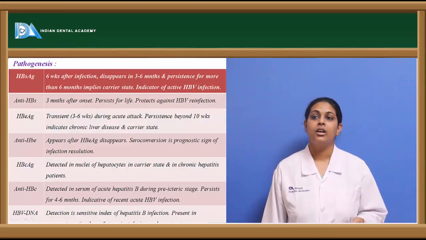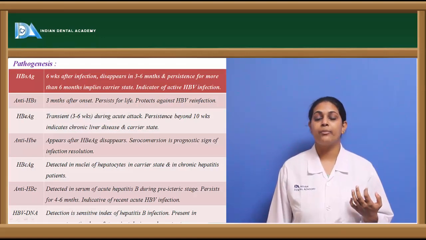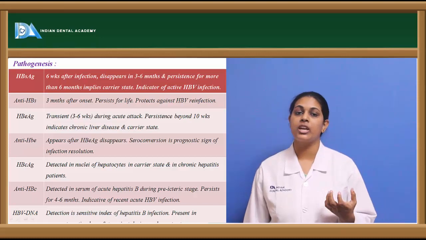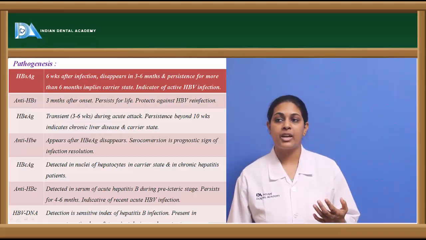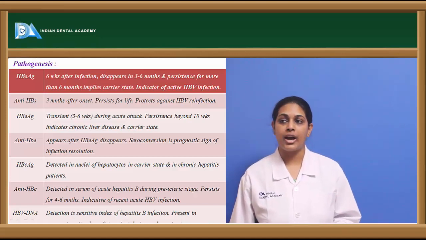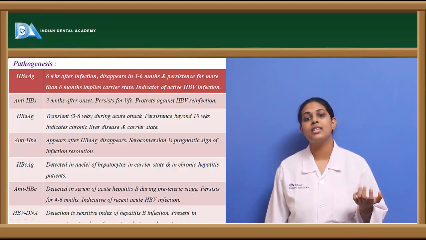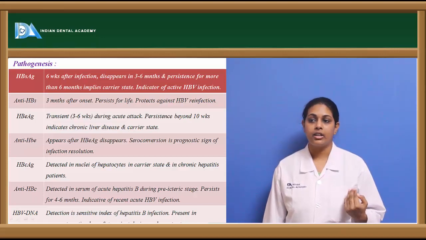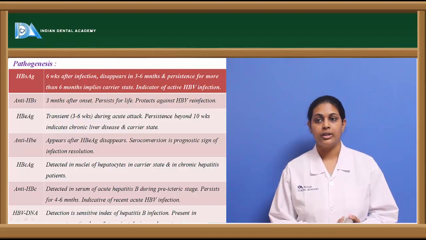Coming to the pathogenesis, how hepatitis B occurs: it is usually from the hepatitis B surface antigen, which is usually detected 6 weeks after the infection, and it disappears in 3 to 6 months once the infection has been established. And if it persists for more than 6 months, then it implies that the patient is considered to be in a carrier state, and it indicates that the patient is having acute hepatitis B viral infection.